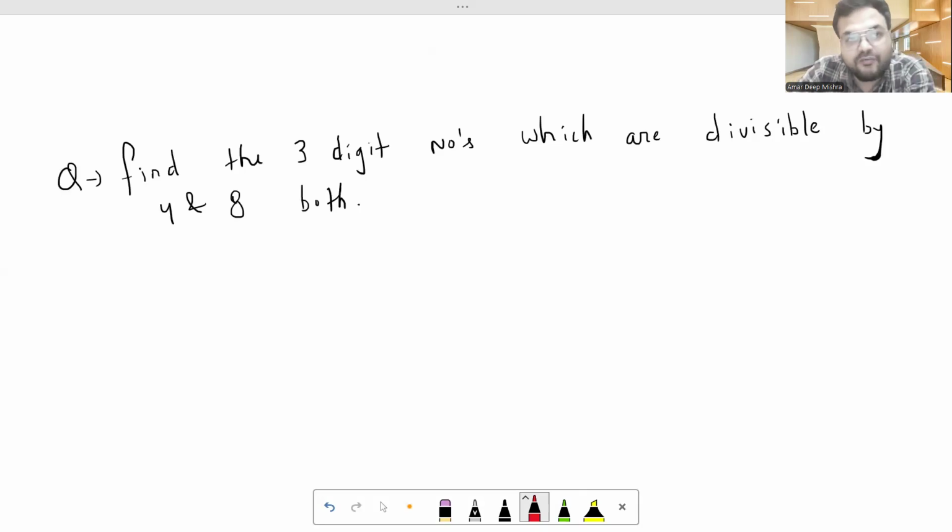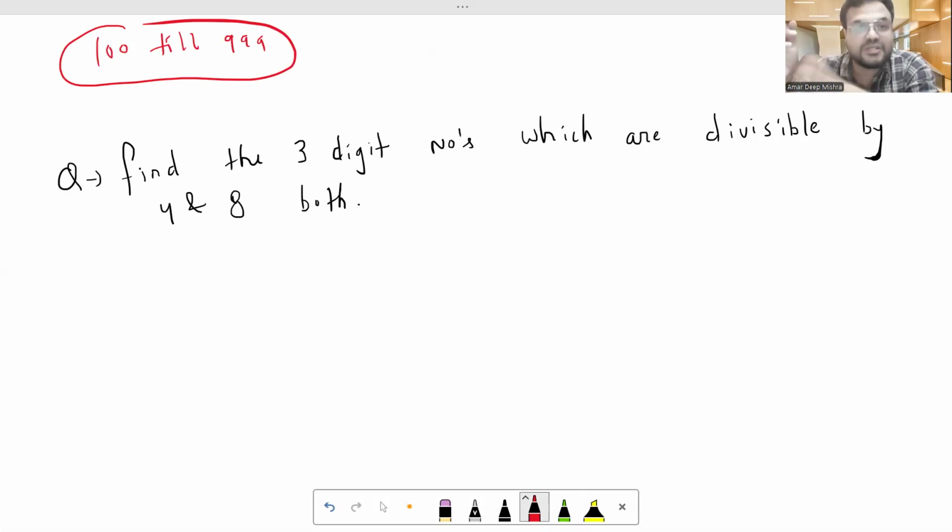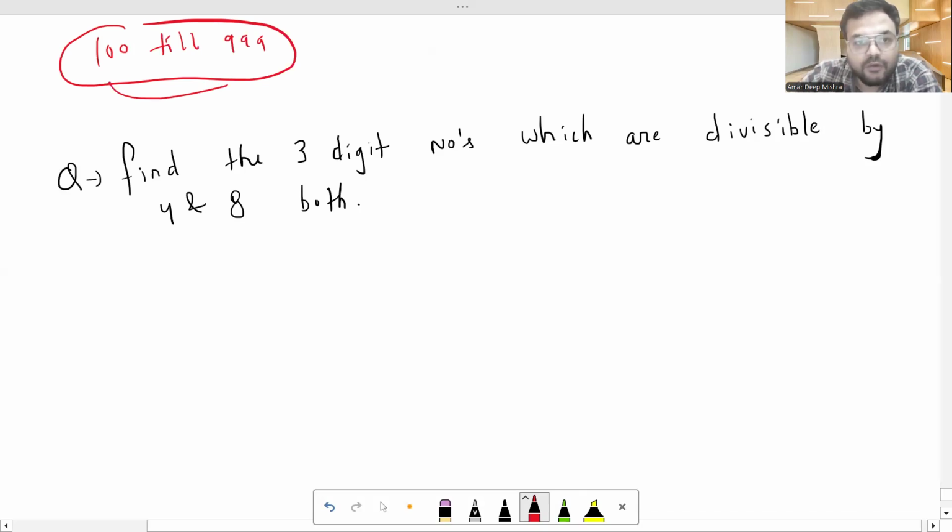So the numbers which are from 100 till 999. These are the three-digit numbers, right? So we have to find out the total numbers. We have to count the numbers which are divisible by 4 and 8 both in this range, right? Okay. So if I talk about the numbers which are divisible by 4, so the first three-digit number which is divisible by 4 is 100. Next is 104, next is 108, and so on. Okay. These are the numbers which are divisible by 4.